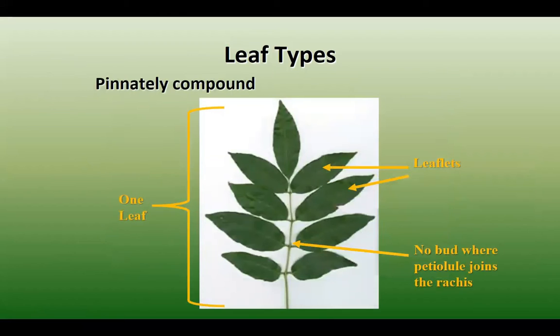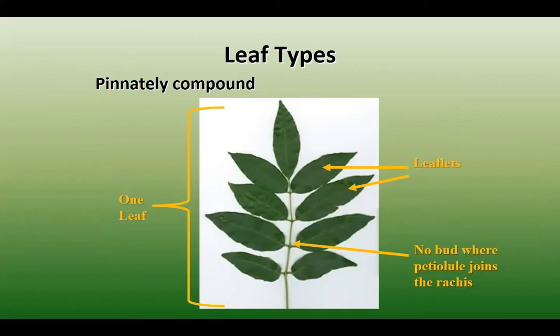And so I'll cover pinnately compound leaf types. Here, what you guys are looking at is an ash leaf. And believe it or not, that whole structure that you see right there is one leaf. I know we commonly would think of each one of those little, oval-shaped green things as a leaf, but as the slide shows here, those are actually leaflets. So the whole thing together collectively is a leaf.